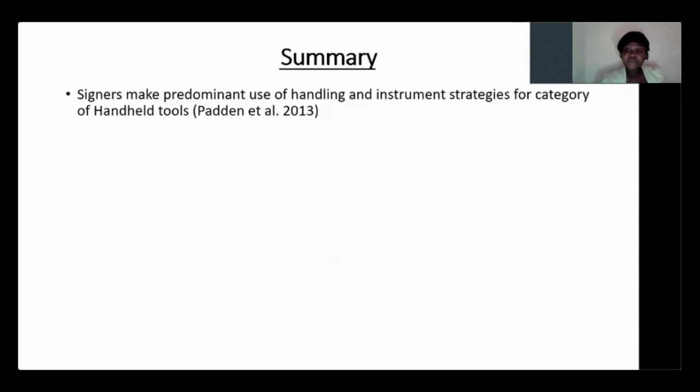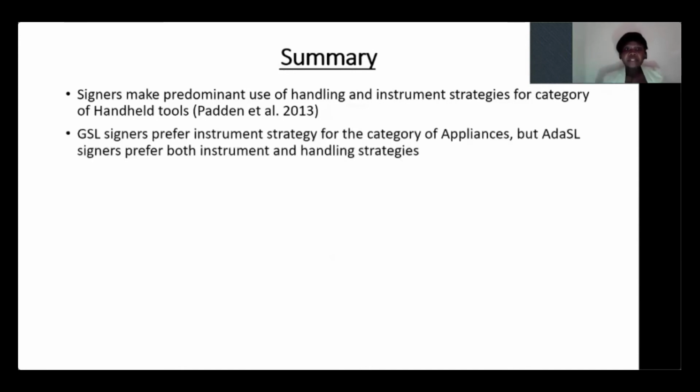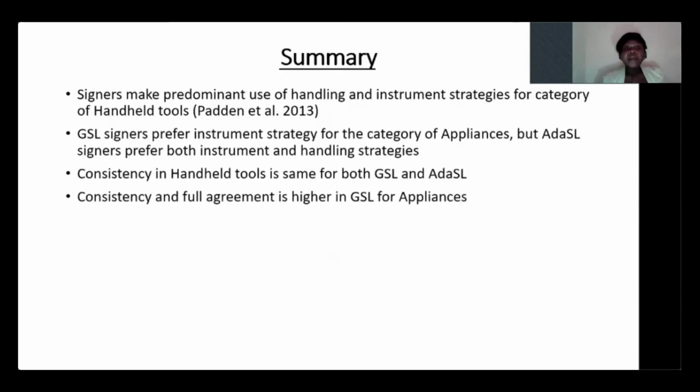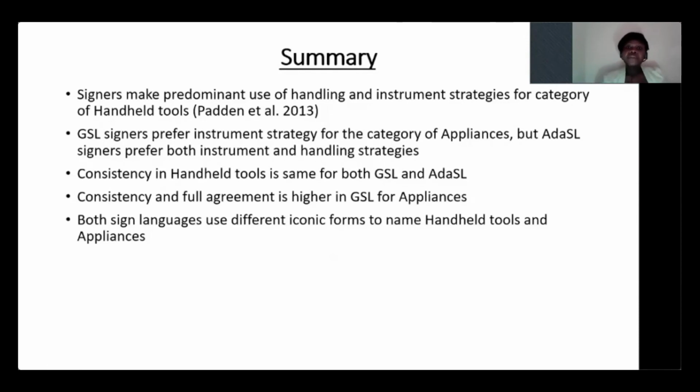So in summary, signers make predominant use of different iconic strategies, especially instrument and handling for the category of handheld tools, and this has been found in earlier research as well. Whereas GSL signers prefer the instrument strategy for the category of appliances, Adambabe signers prefer both instruments and handling, so they didn't show a specific preference there. We saw that consistency in handheld tools was the same for both sign languages, and consistency and full agreement was higher in appliances for GSL. Both sign languages use different iconic forms to name handheld tools and appliances, as you've seen.